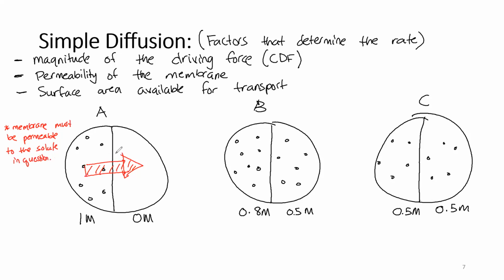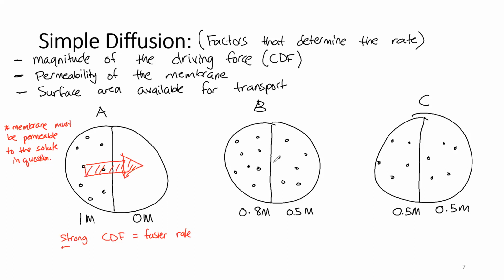In other words, as long as the membrane is permeable here, we're going to see a faster rate of movement or a faster rate of diffusion through this membrane because we have a stronger difference. We have a stronger chemical driving force, okay? So a strong chemical driving force equals a faster rate of simple diffusion.